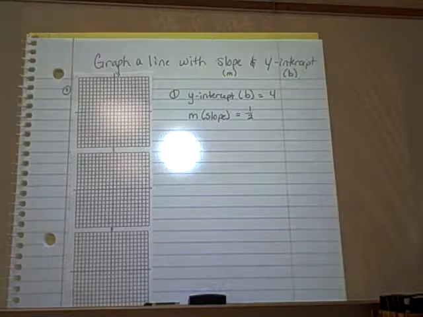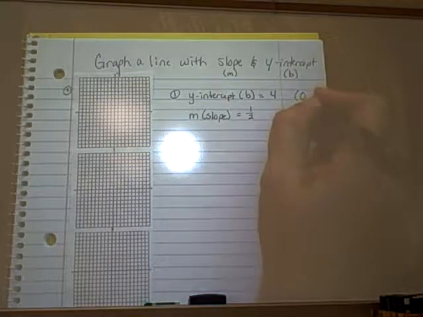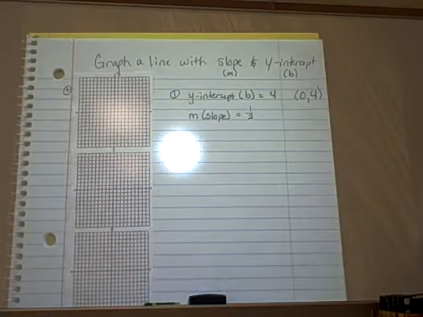Now remember, that's a point. So if you wanted to go back to how we were doing it last time, this is a point where x is 0. So that's the same as the point (0, 4). An intercept is a point. It's the point where that line crosses the axis.